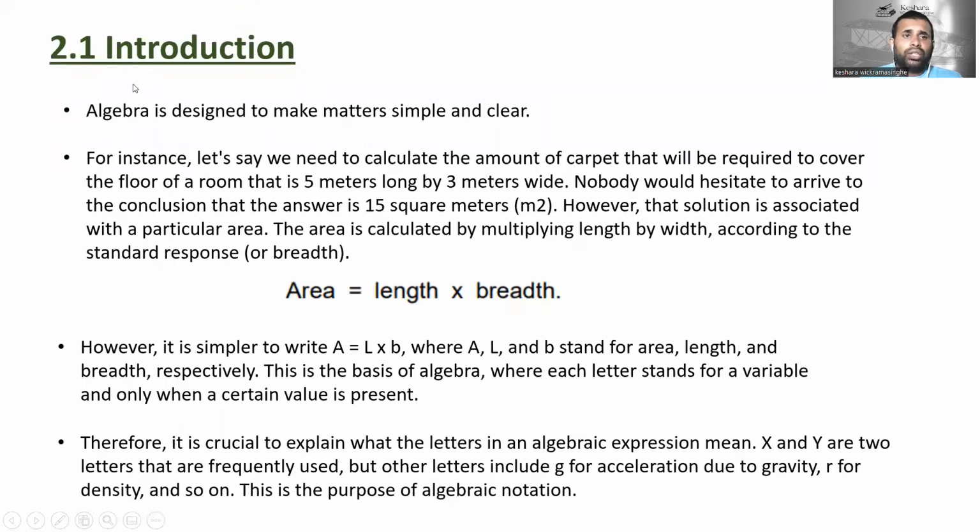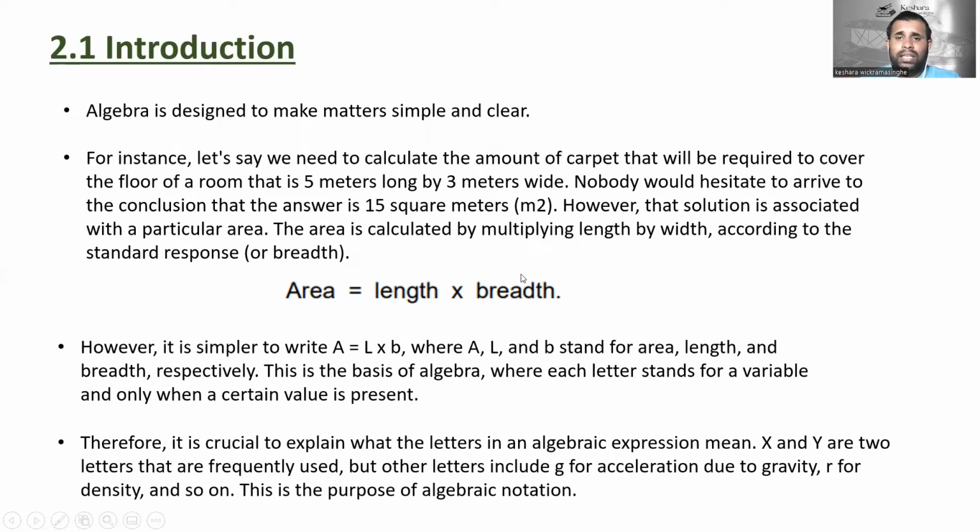Introduction. Algebra is designed to make matters simple and clear. For instance, let's say we need to calculate the amount of carpet that will be required to cover the floor of a room that is 5 meters long and 3 meters wide. Nobody would hesitate to arrive at the conclusion that the answer is 15 square meters. However, that solution is associated with a particular area. The area is calculated by multiplying length by width.